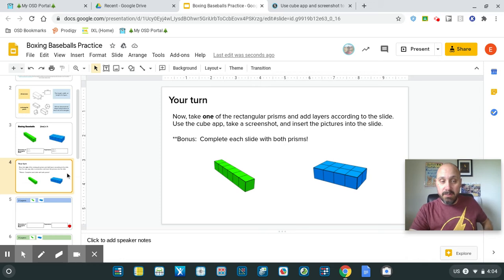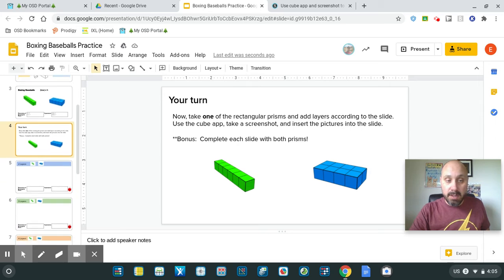These are the directions for the rest of the slide. So it says your turn. Now take one of the rectangular prisms and add layers according to the slide. Use the Cube app, take a screenshot, and insert the pictures into the slide. So you've done this. You remember how to do the Cube app. We're going to do an example here again, but you just pick either the green or the blue, and you get to add layers to each of those.